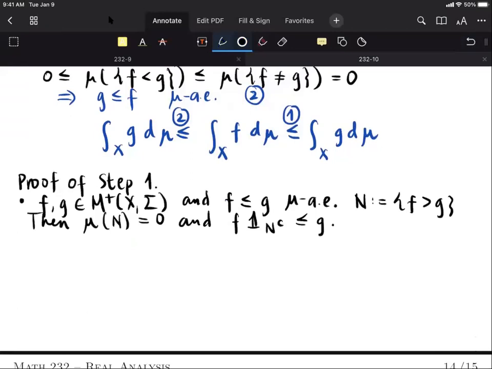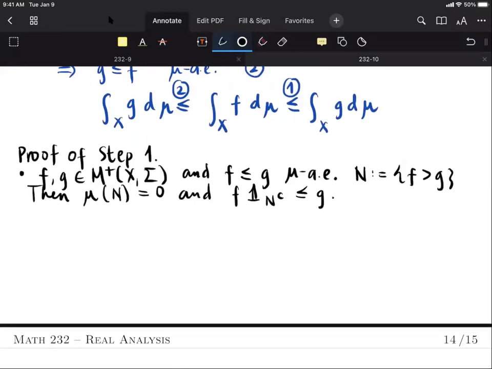So if the point is in the complement, then the reverse inequality must be satisfied, that is, f is less than or equal to g. On the other hand, if the point is in N, so not in the complement of N, then the left side is 0, and you use the fact that g is non-negative. So in any case, this inequality is satisfied.